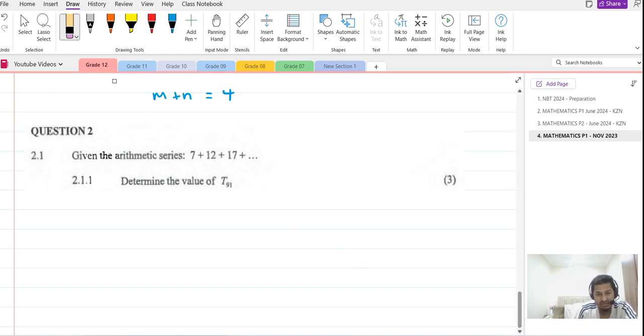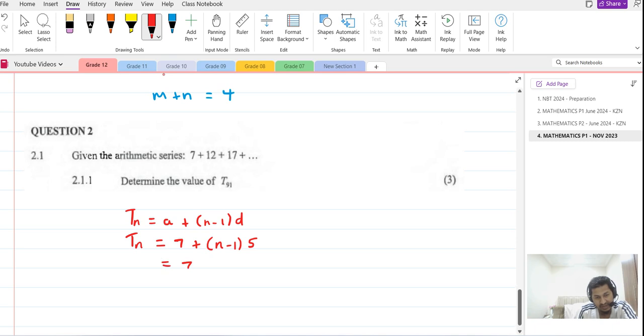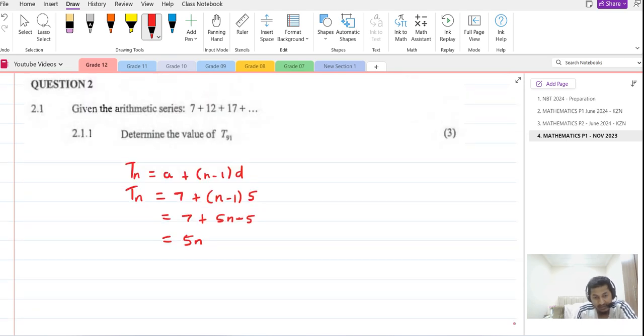us, so we know what the common difference is, so we can write down Tn is equal to a plus n minus 1 d, because we want term 91. So Tn is equal to, what's a? A is 7 plus n minus 1, d is 12 minus 7, which is 5. So we have 7 plus 5n minus 5, which is, writing it in the form an plus b, 5n, 7 minus 5 is 2.